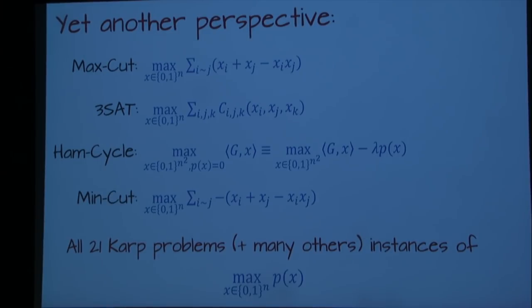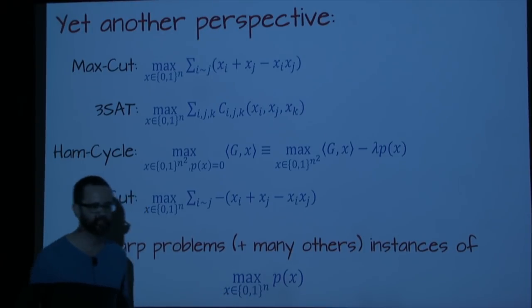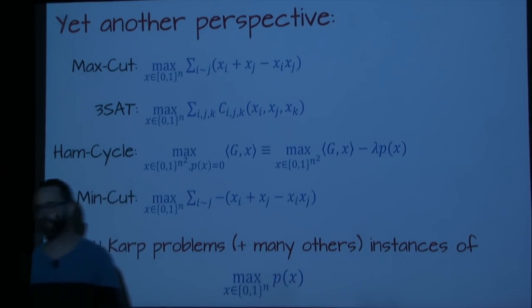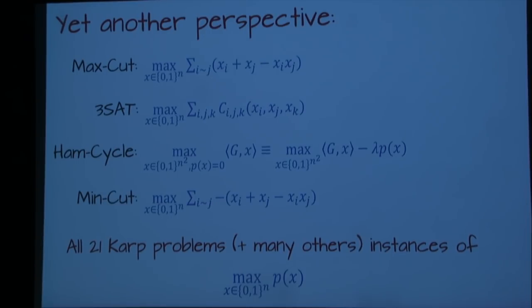And in some sense, all of the 21 Karp problems and many other problems, you can think of them as just instances of this problem: maximizing P of x, where P is a low degree polynomial, over the Boolean cube. And of course, this is an NP-hard problem, so maybe it's not a very meaningful statement, but for most of these 21 Karp problems, except maybe subset sum that has integer arithmetic, the reduction is very natural. So rather than thinking of them as problems, you can think of them as a class of instances.